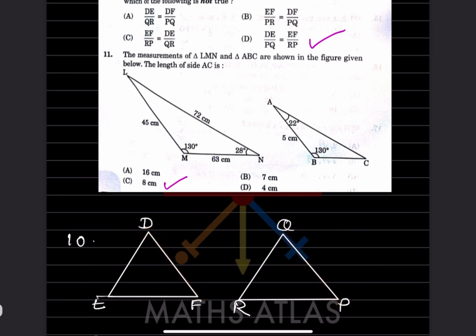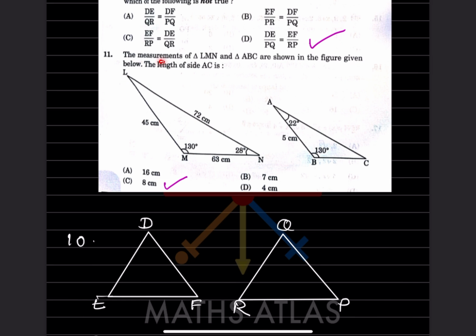So this is true. Again, if you see EF and PR, divided by DF and PQ, this also is true. They said we have to see which is not true, so you can check this also. But then we see DE by PQ, but D is on this side and PQ is on the other side, and this is EF by R. So this is not true. So this is the correct option. Hope this is clear. They have twisted it here.